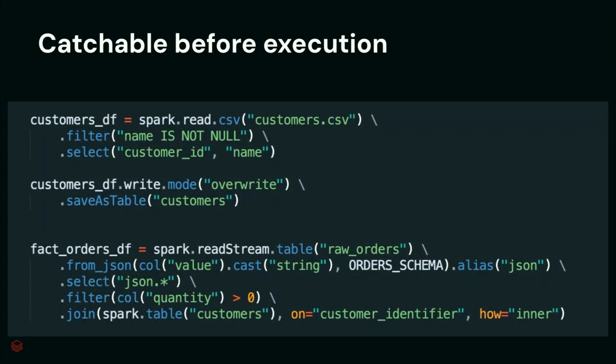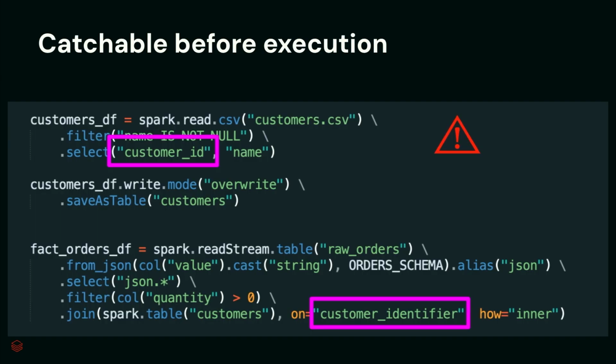So for example, here's a subsegment of our pipeline, and it has a bug in it. We're writing a column named customer ID to the customers table. And then in a downstream query, we try to join on that column, but we accidentally call it customer identifier. So this is a very easy mistake to make, but not an easy one to catch often. And we won't even discover this issue until it's time to run the downstream query.